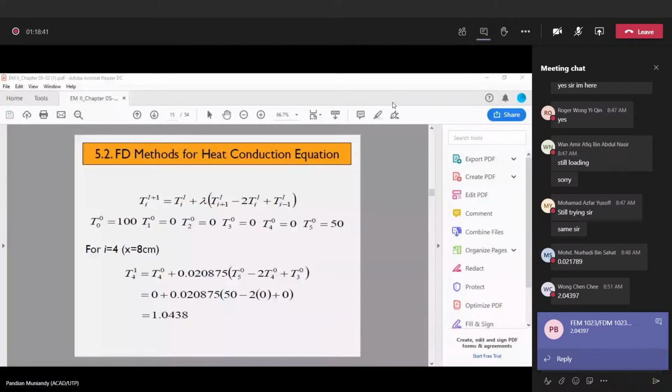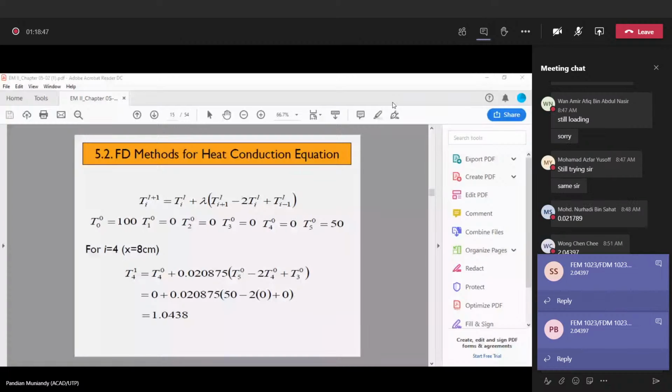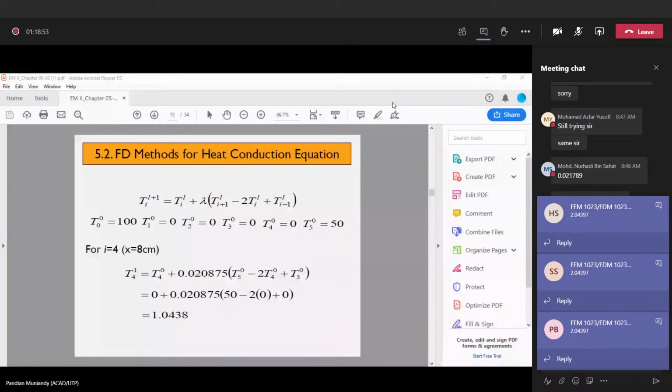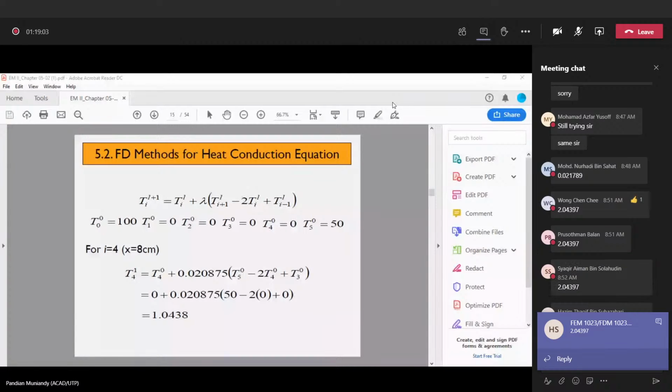Still loading. Okay, we are waiting for you. So this is the last one, yeah? At T0.2, temperature at T4: 1.0438 plus 0.020875 multiplied in the bracket 50 minus 2 multiplied by 1.0438 plus 0.